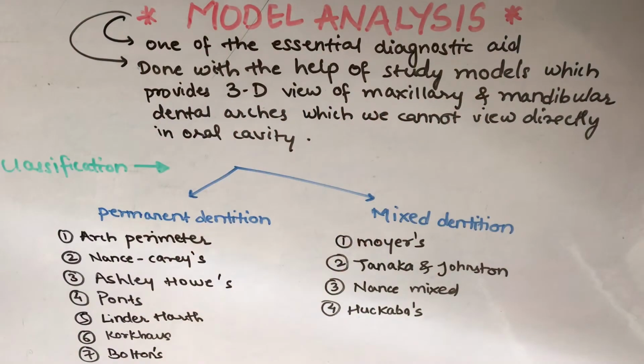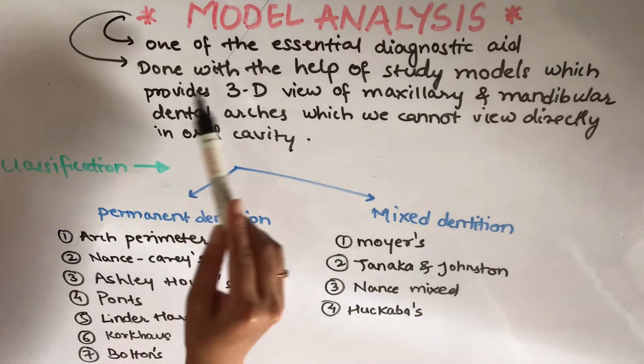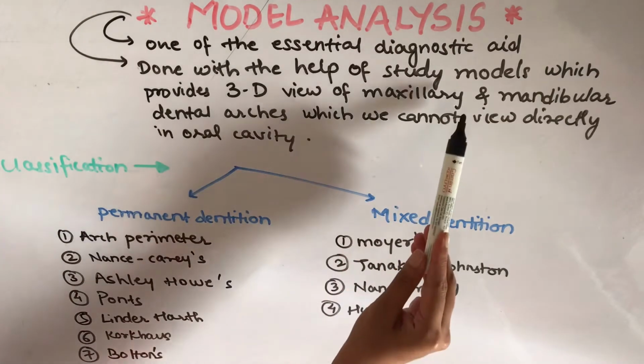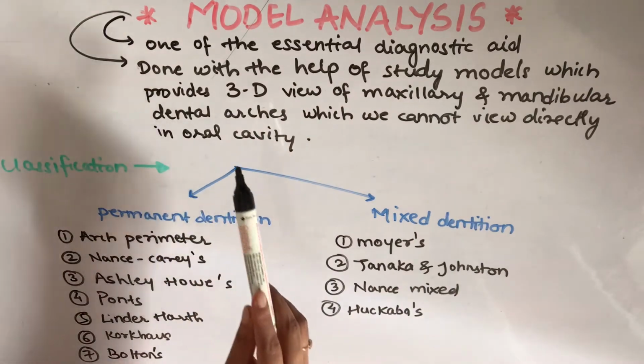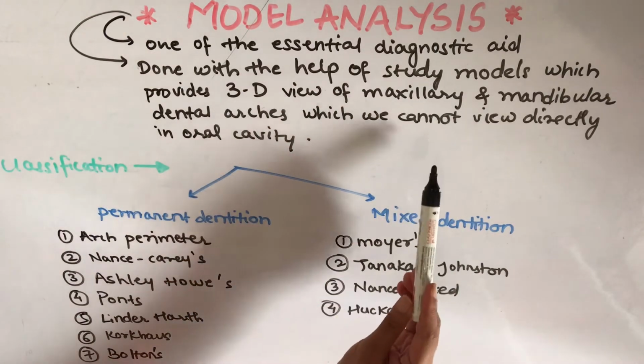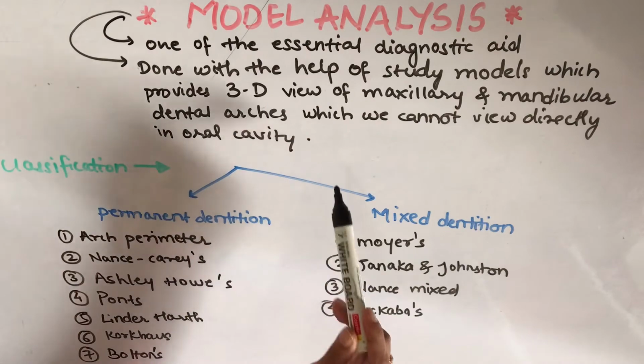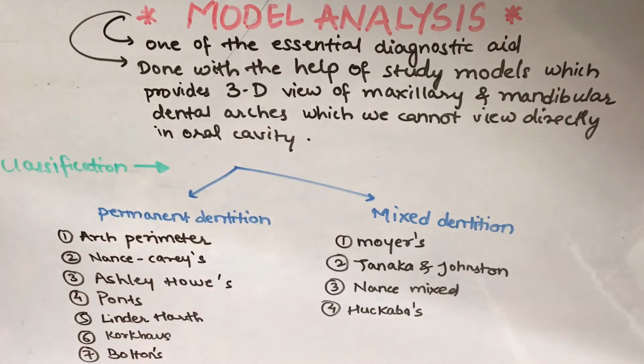The topic is model analysis from orthodontics. Model analysis is one of the essential diagnostic aids. The important purpose of the orthodontic study model is to get this model analysis. It is done with the help of study models, and they provide a three-dimensional view of the maxillary and the mandibular dental arches, which we cannot view directly in the oral cavity, and hence we are doing this model analysis.